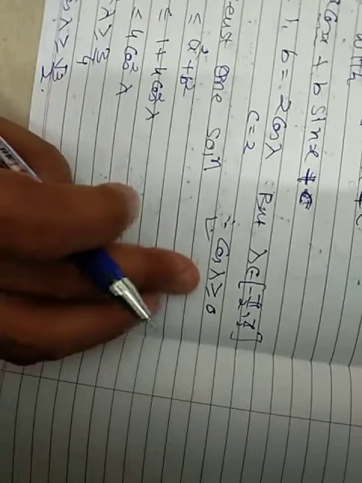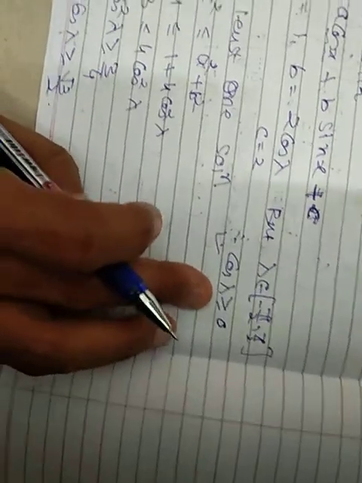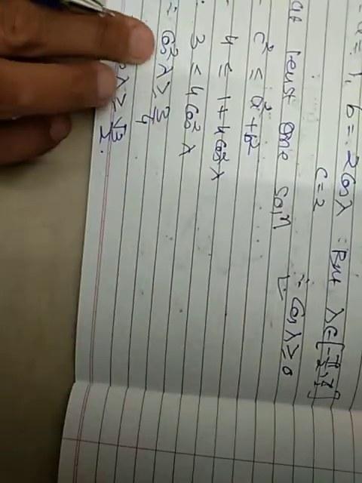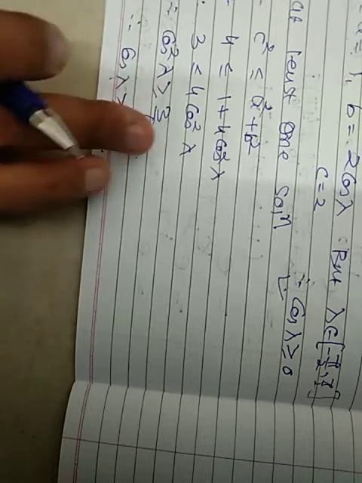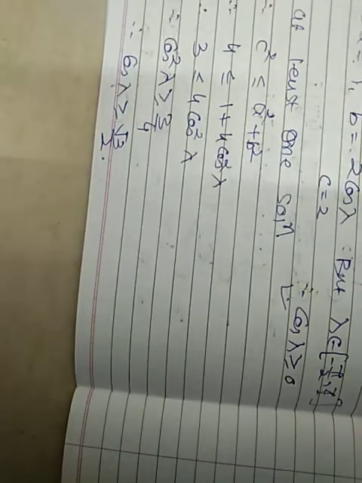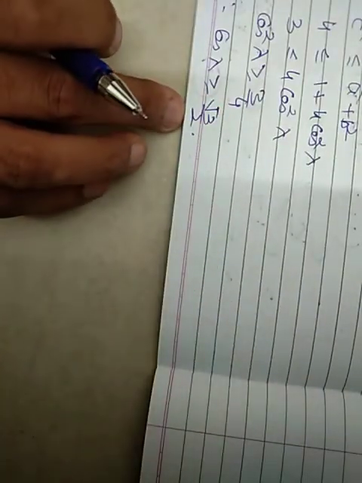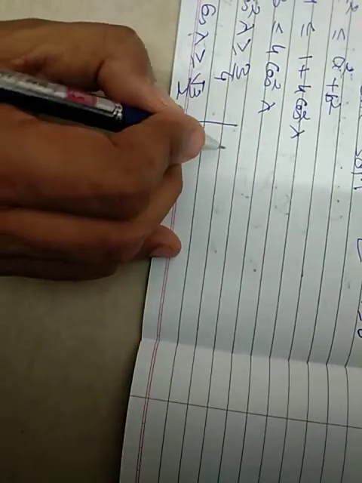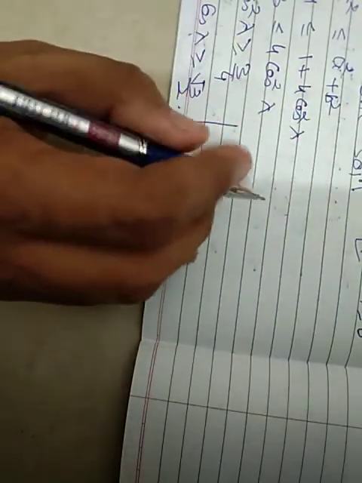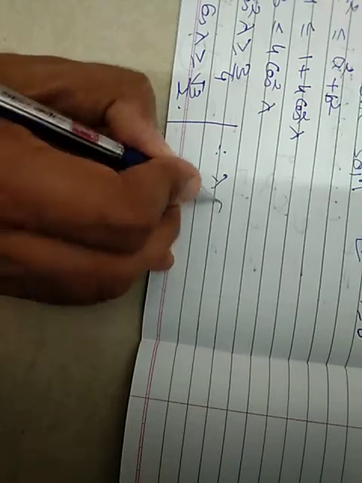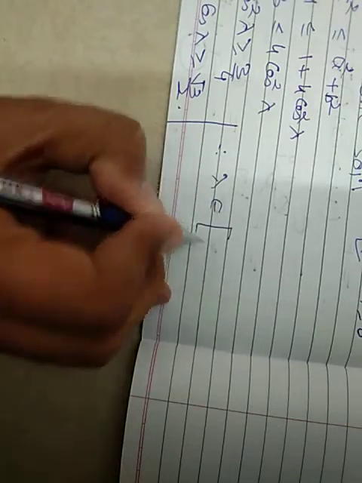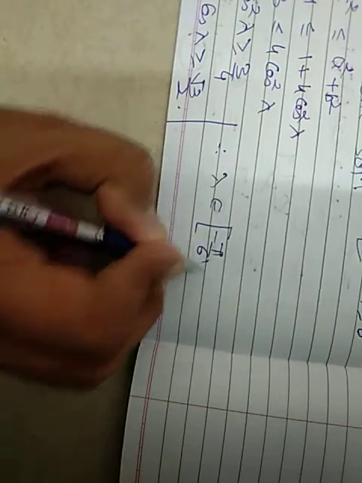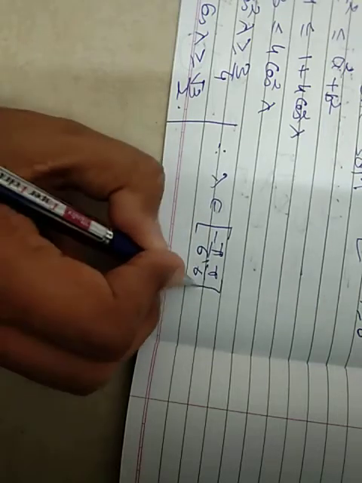Okay, because cos lambda is positive, if cos lambda is positive, that's why this value is more than root 3 by 2. This is root 3 by 2. That's why lambda belongs to, therefore lambda belongs to minus pi by 6 to pi by 6.